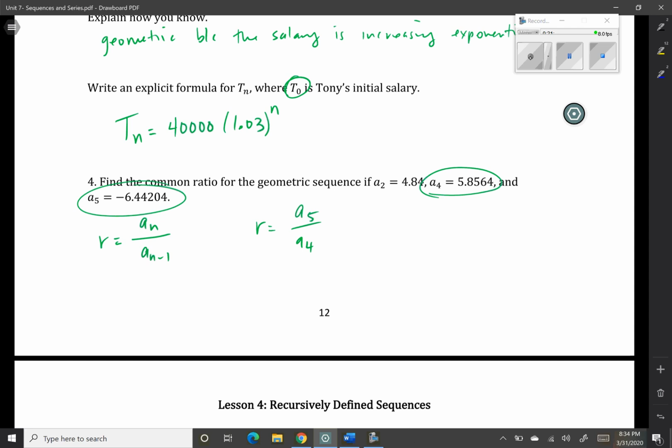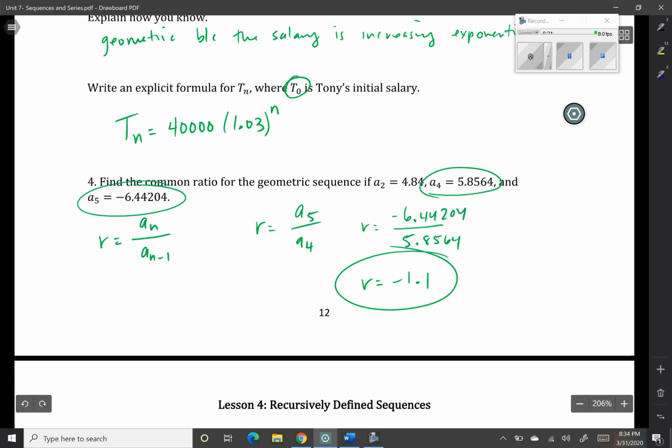So we could go through and say, okay, the common ratio is negative 6.44204 divided by 5.8564. So the common ratio is negative 1.1. That's it. Now, if you didn't see that and you did a lot more work, like you found out what the fourth term divided by the second term was, and then you took the square root of that, you're going to get the same ratio, but this was way easier.